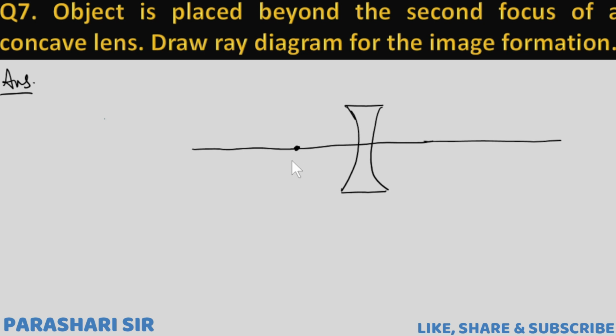This point on the principal axis is the focus or the second focus of the lens, and this is the line of refraction. If you do not draw the line of refraction, you will have to show refraction from both of these curved surfaces. So according to this problem, the object lies beyond the second focus of a concave lens. So here is the object. Ray parallel to the principal axis will diverge and will appear to come from the focus.